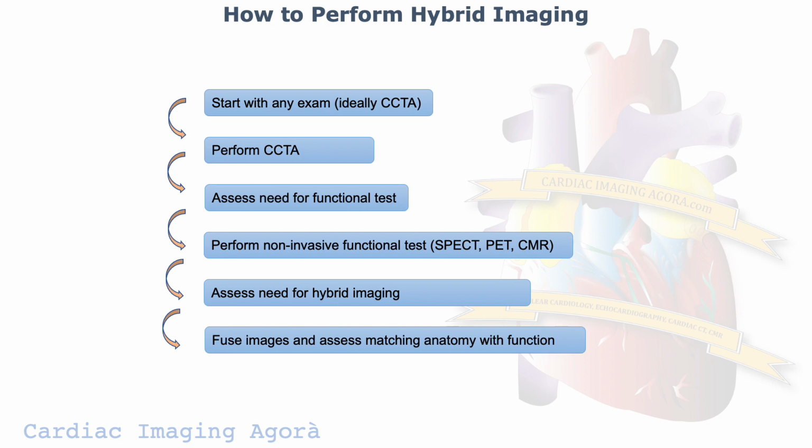And then further perform the non-invasive functional imaging, these being either, for example, SPECT, PET, or CMR in the majority of cases. The next step would be to assess the need for hybrid imaging. Do you see a perfusion imaging defect, or is the myocardial perfusion study normal? If it is abnormal, and we presume that the hybrid imaging will provide more information, the next step is to fuse the image and assess the matching of anatomy with function.